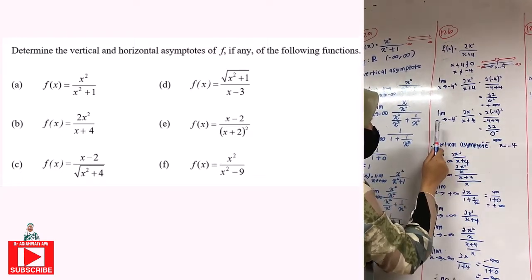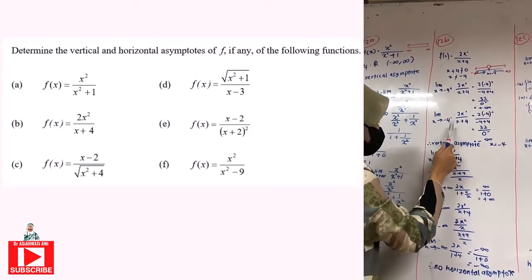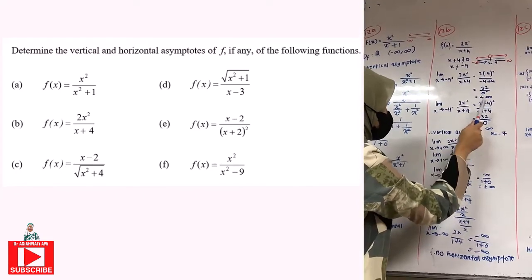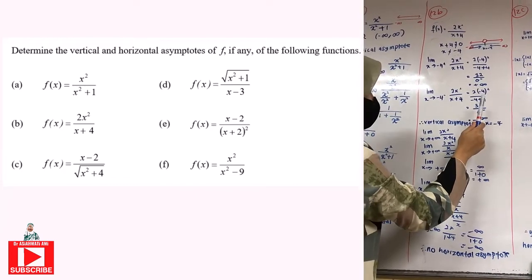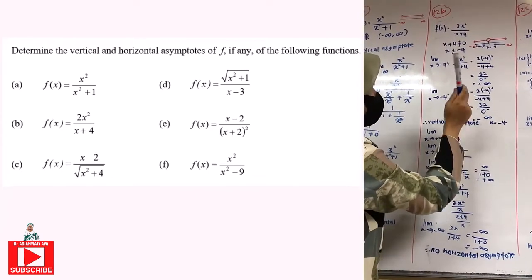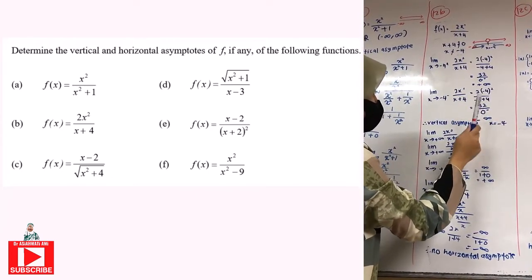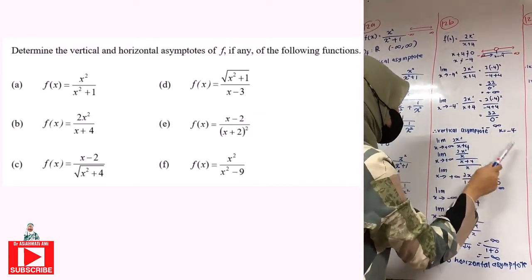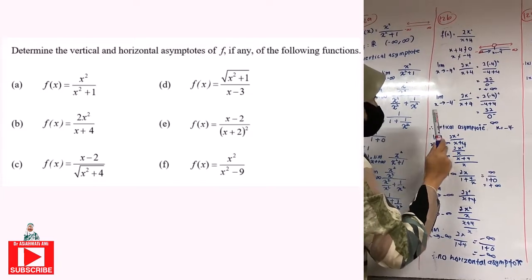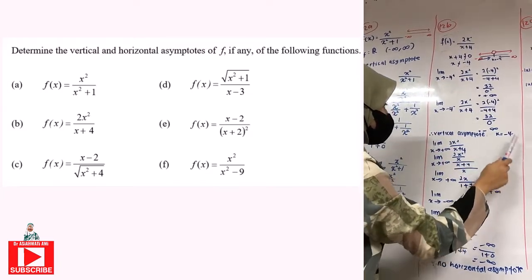Then for the limit as x approaches negative 4 from the left, we substitute the value, and for this one, 0 is negative because when we substitute negative 5 into the denominator, we get a negative value. So the answer is negative infinity. So the vertical asymptote is x equals negative 4.